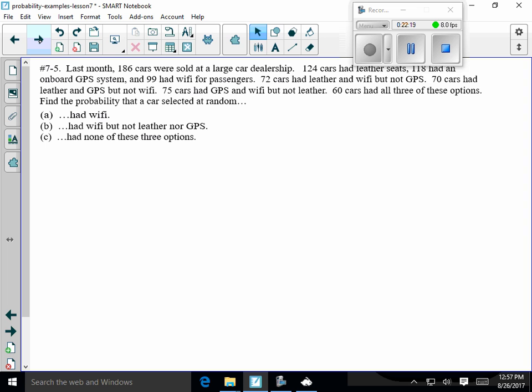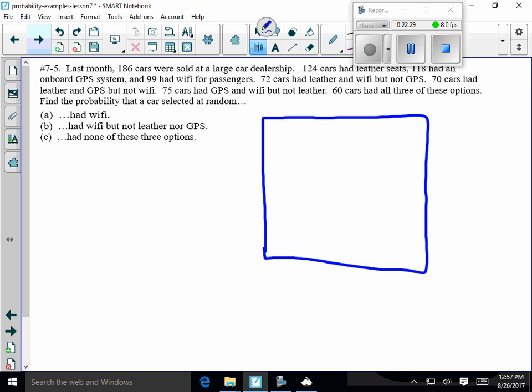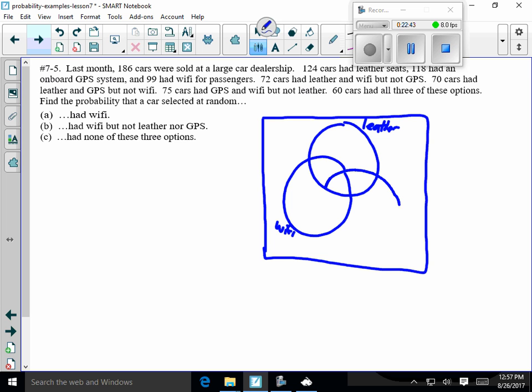All right, so this is definitely a Venn diagram problem. I have a lot of different quantities, and they're grouped together in different ways. So the way I'm going to do this is I'm going to make a big Venn diagram, okay? I'm going to have 3 intersecting circles for the 3 options. I'll have a circle for having leather, a circle for Wi-Fi, and then a circle for GPS. And I'll make sure that they all overlap like that.